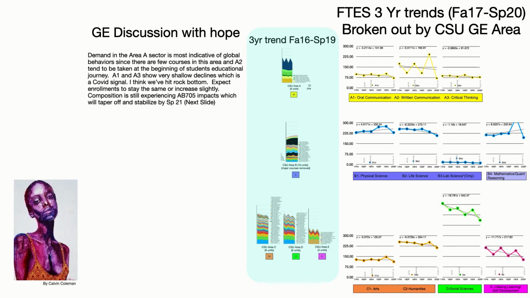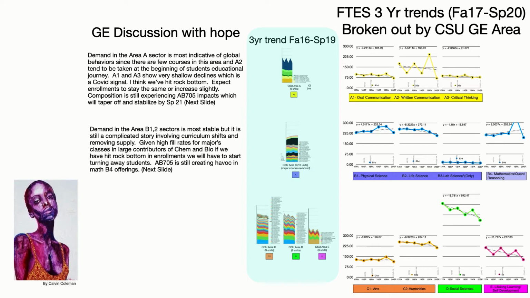3-year trends in A1 and A3 have been relatively stable. A2 has been all over the map, but that's mostly because of AB 705. They've shown shallow declines, but there's a reason to expect that these declines are flattening out. I think enrollments will stay the same or increase slightly, not counting the return students from the COVID drops that occurred this semester, and I will discuss that toward the end when we get to the efficiency discussion.